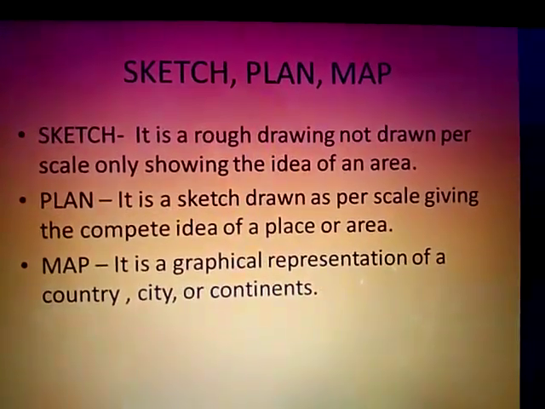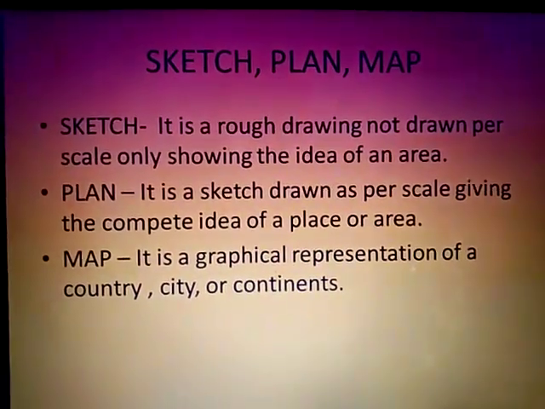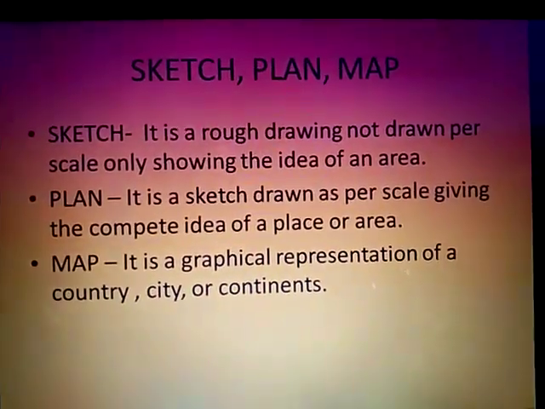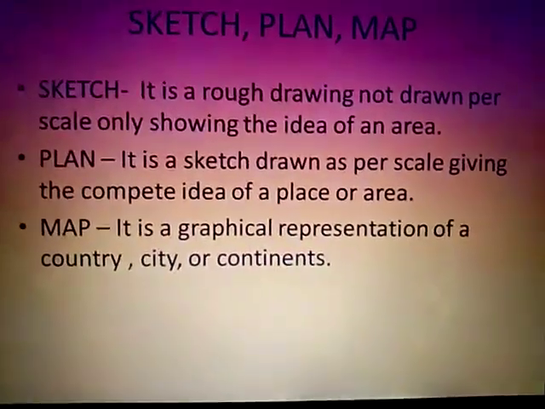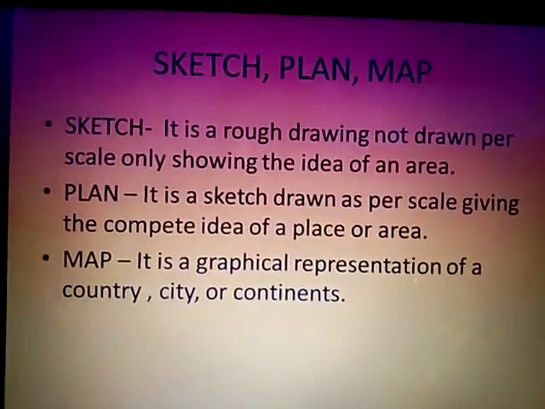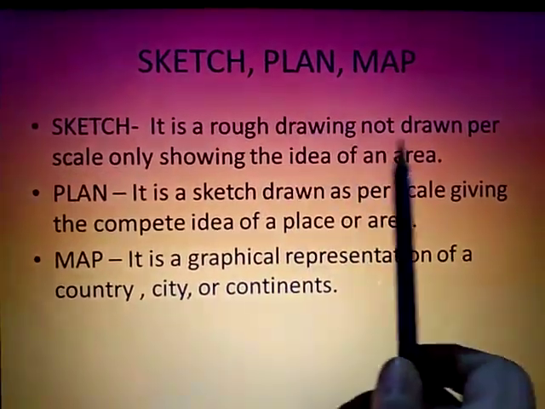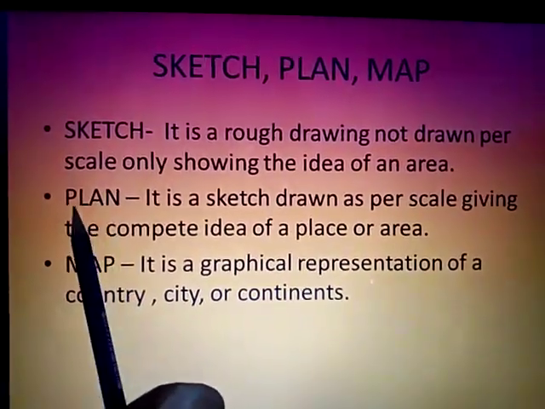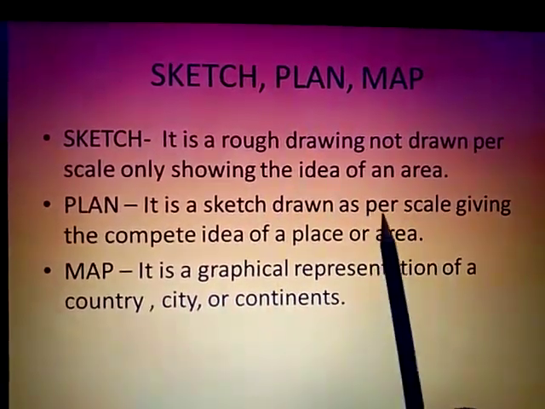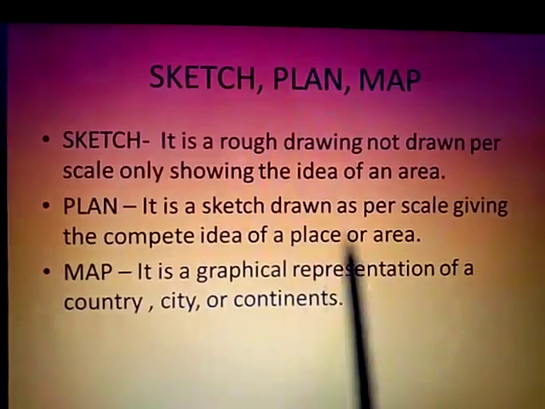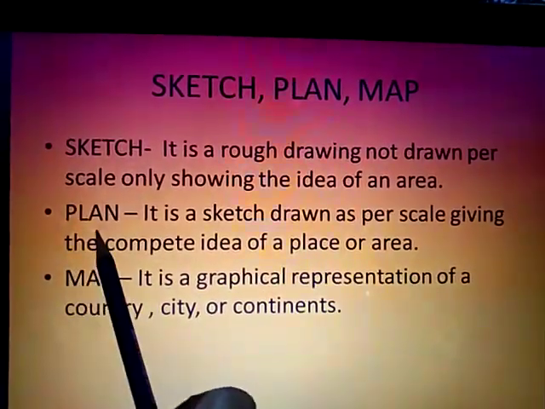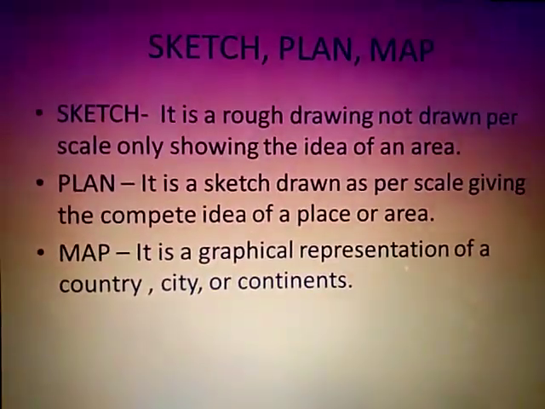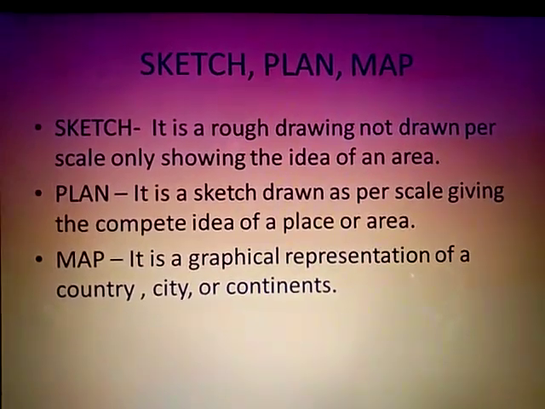Next, moving to sketch, plan and map. These are the three important types of map. Sketch. Generally, to show any particular area, we just draw a sketch. A sketch is a rough drawing which is not drawn to scale, and only gives an idea of an area. But when we draw the whole plan to a scale, it gives us a complete idea of a place, and that is known as a plan. In the same way, a map is a graphical representation of a country, city or the continents.